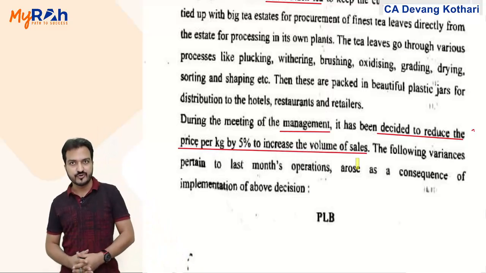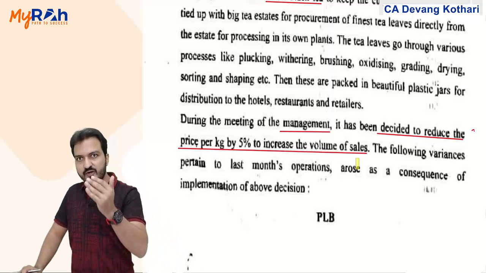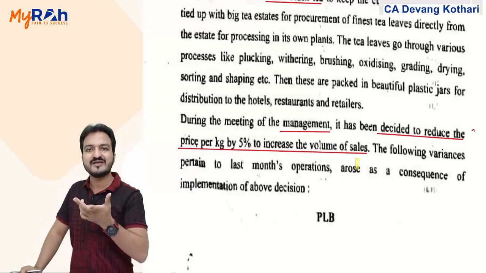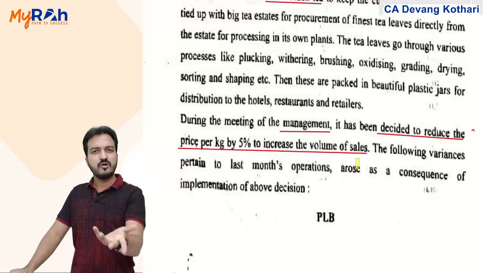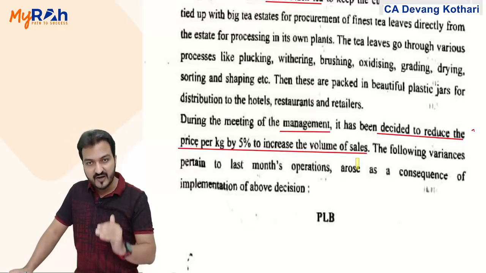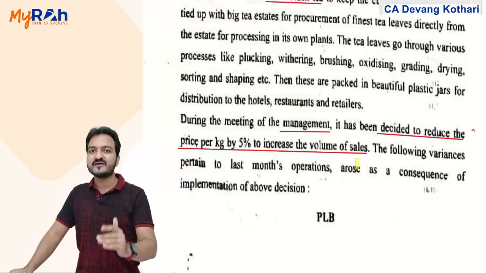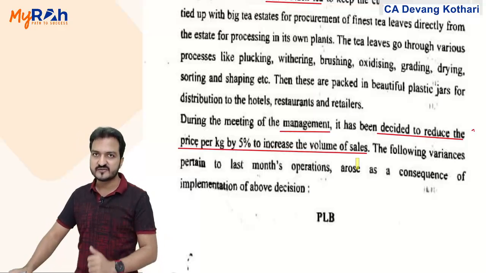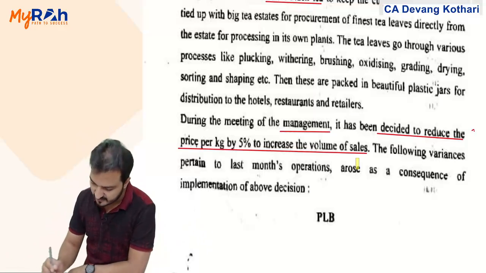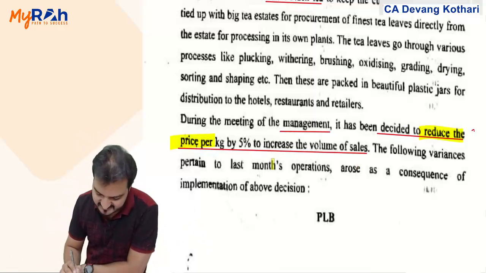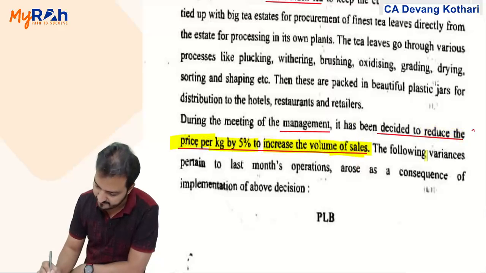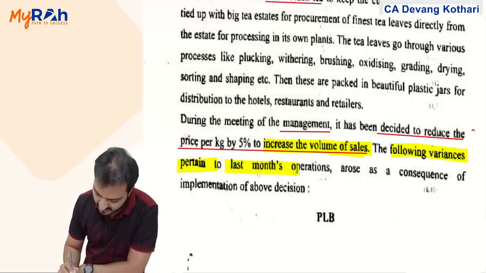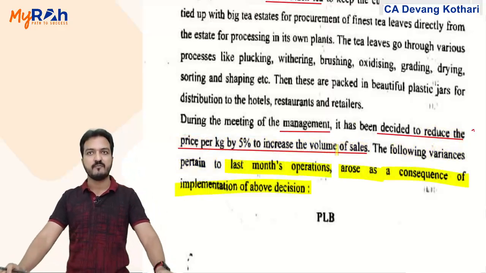Now this is the main issue here. The management decided to decrease the price in order to increase the volume. Now that is a basic law of demand, that if you charge lesser price, then your quantity should increase, demand should increase. That is what they are targeting. They decided to reduce the price per kg by 5% so that the volume is increased. The following variances pertain to last month's operations and arose as a consequence of implementation of the above decision.